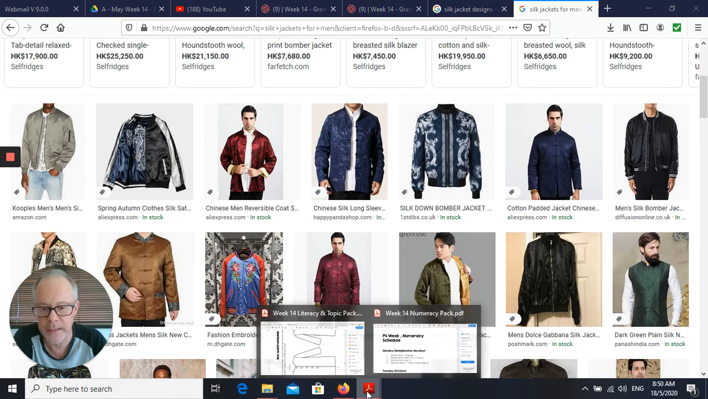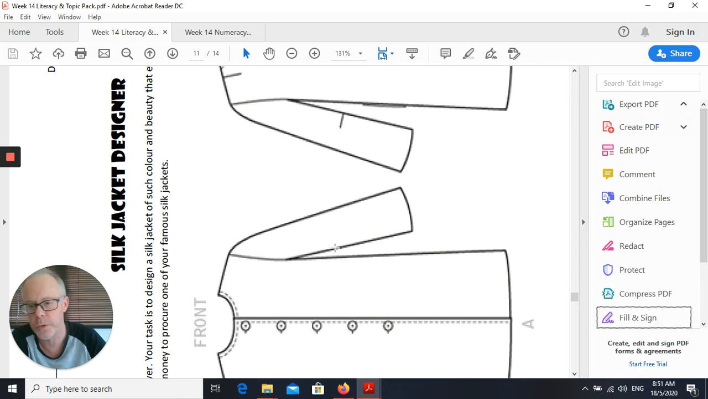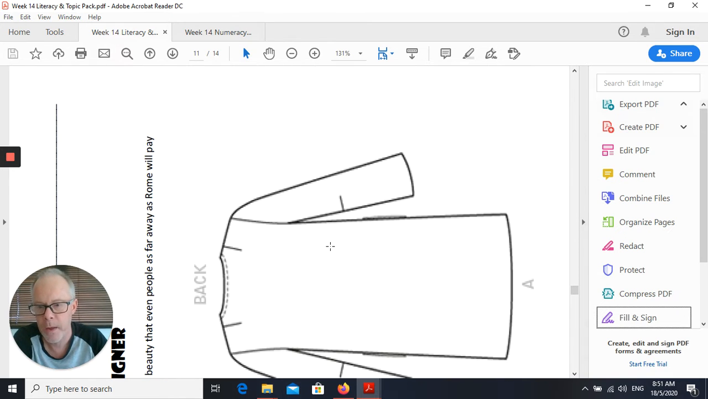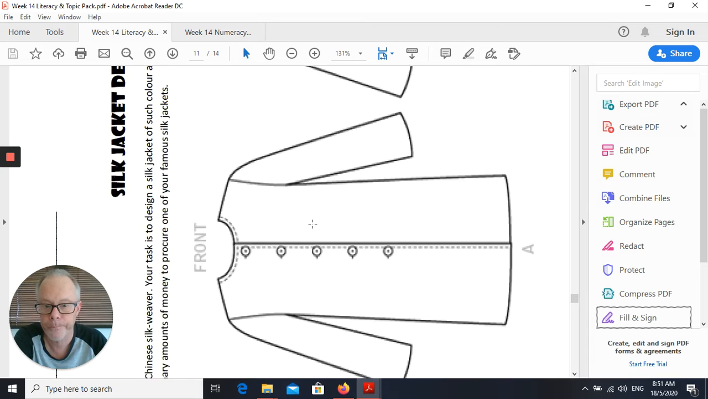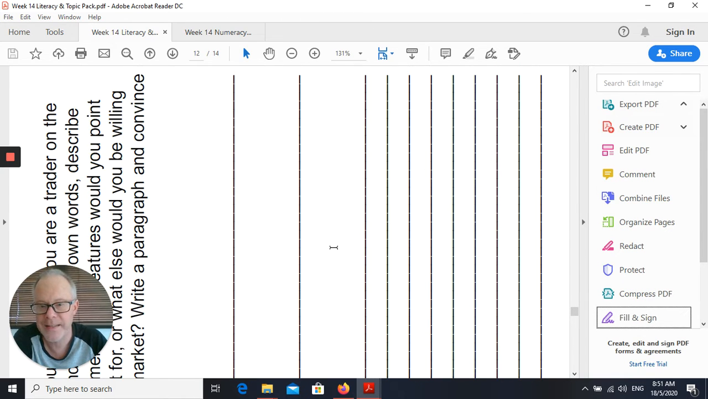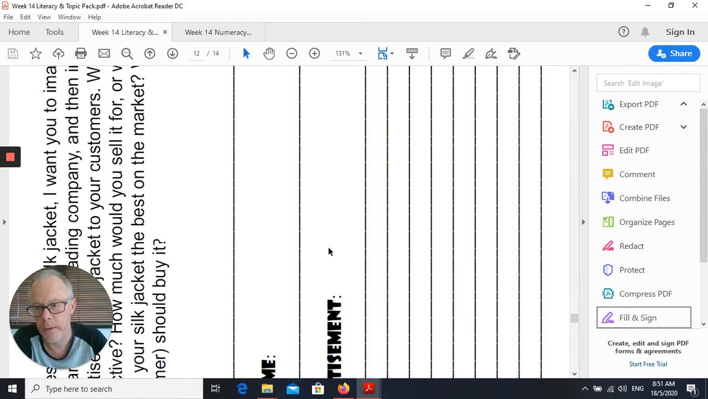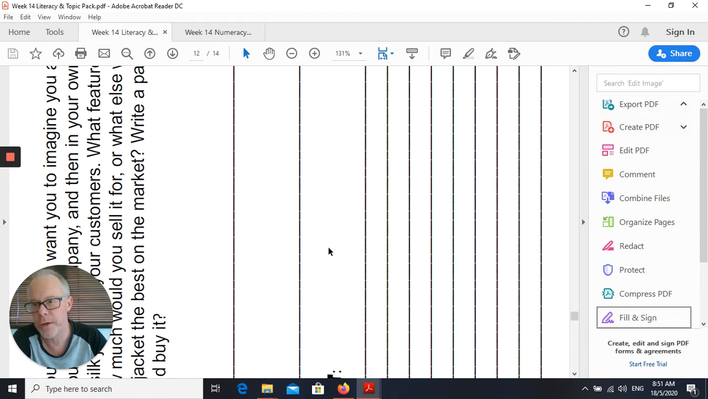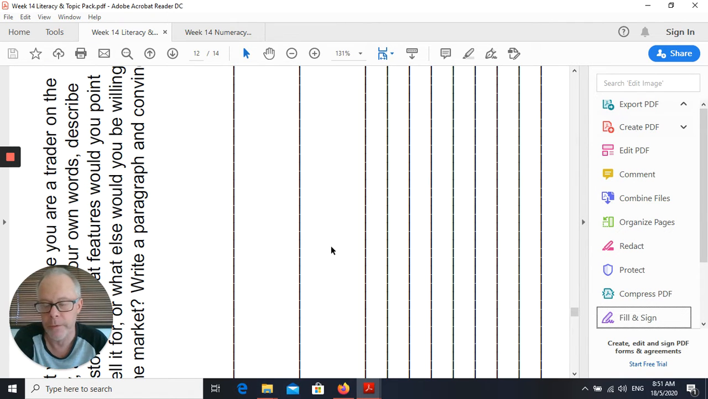So your job, indeed, is to design a silk jacket, both front and back, and make it the very best jacket you can, because on the next page, you are going to sell that jacket. So what you need to do, you need to imagine that you're a trader on the Silk Road, and that you're a silk trader, in fact. You've got this beautiful jacket. You've actually just designed it yourself. You need to be able to sell that jacket to somebody.